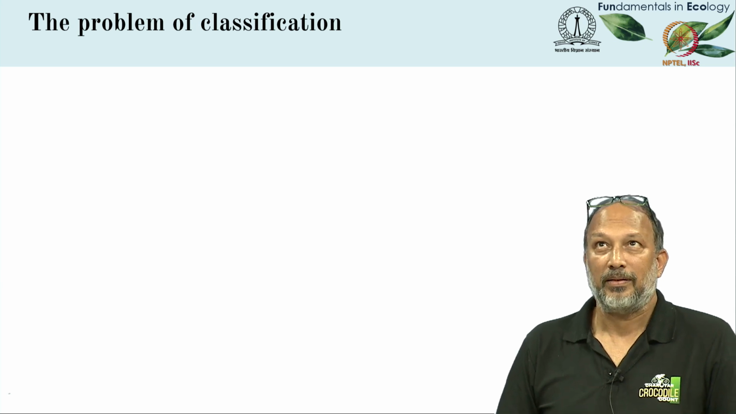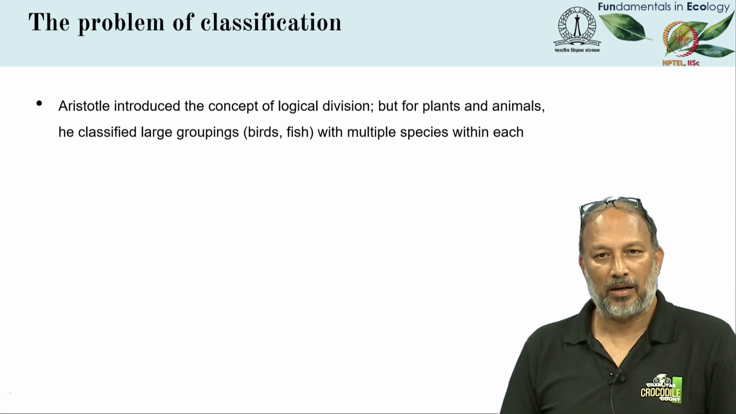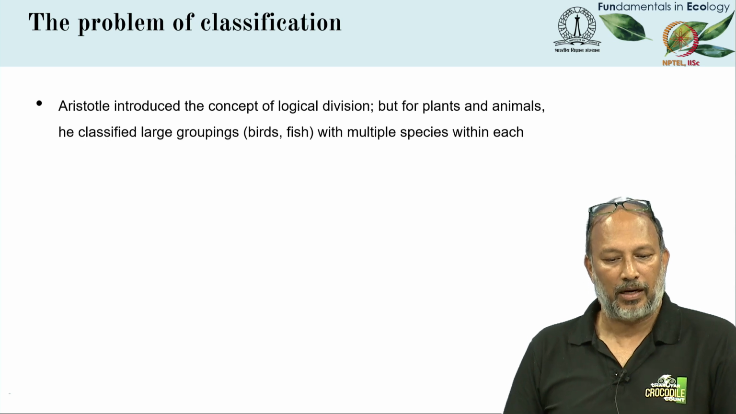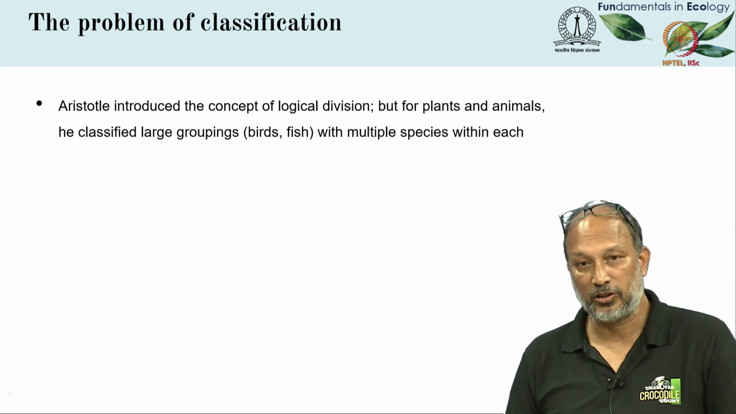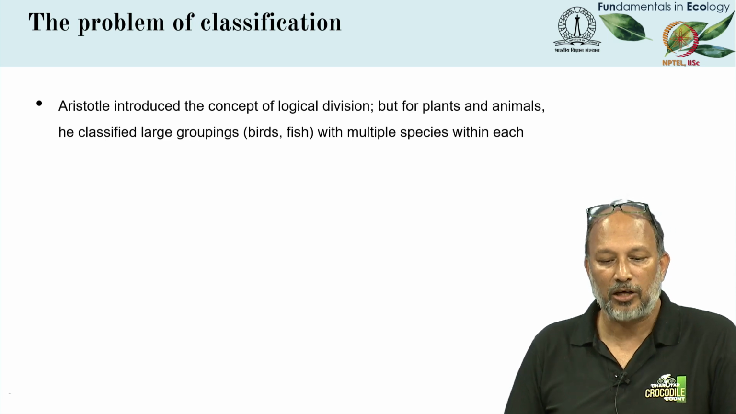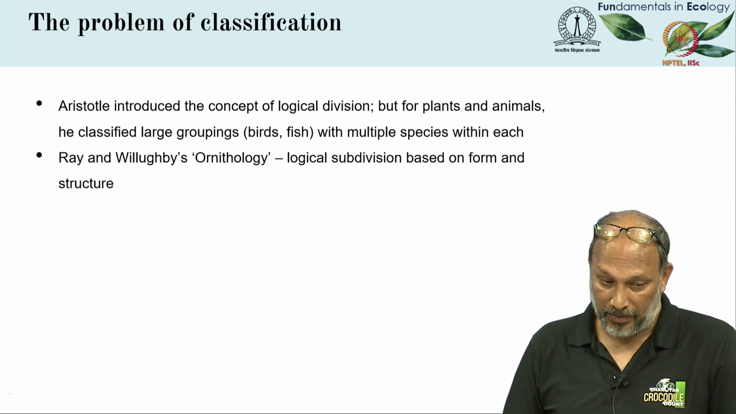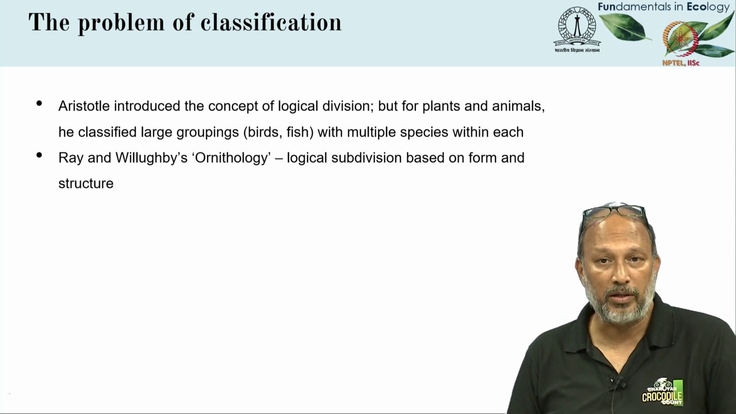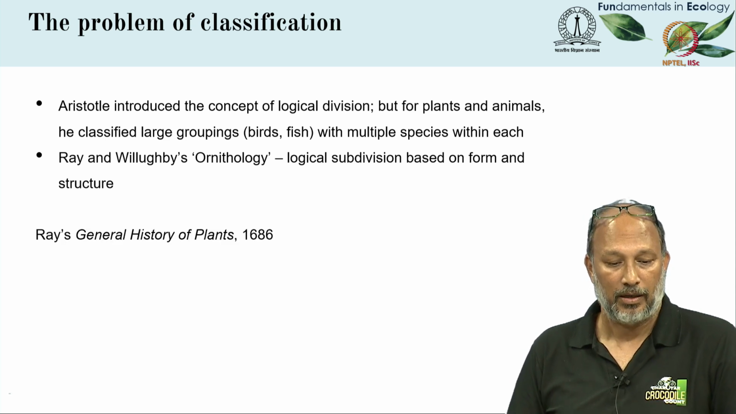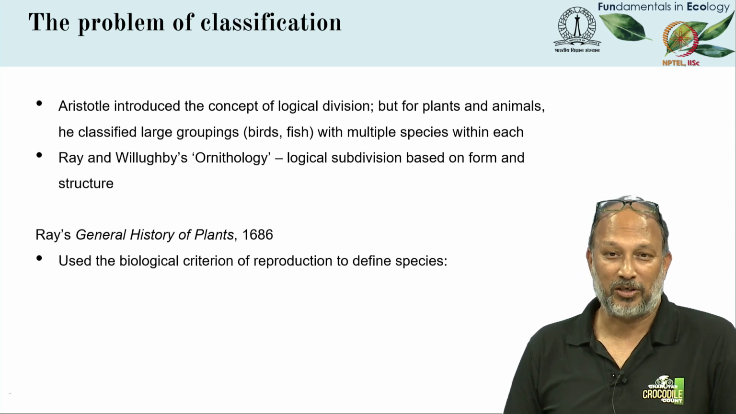Now, despite Ray and Willoughby's work, there was still a shortfall or a lacuna in the way that plants and animals were classified. So Aristotle had introduced the concept of logical division, but he and subsequently Ray and Willoughby itself had these large groupings with multiple species within each one. Ray and Willoughby took this a step forward by basing it on form and structure to a certain degree, as Aristotle had done as well. But there was one other critical contribution that Ray made.